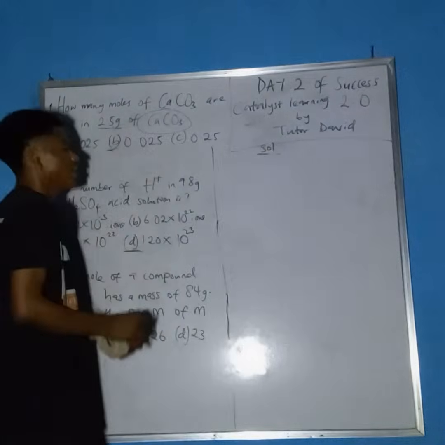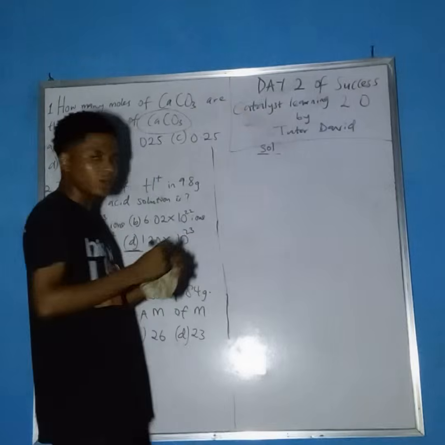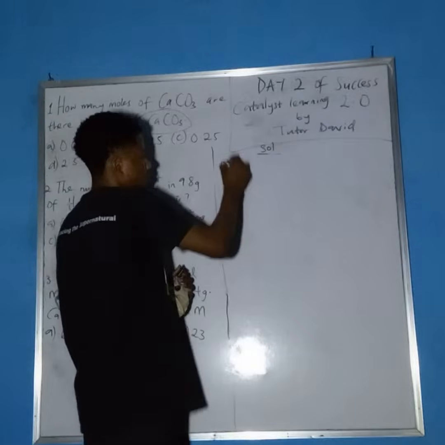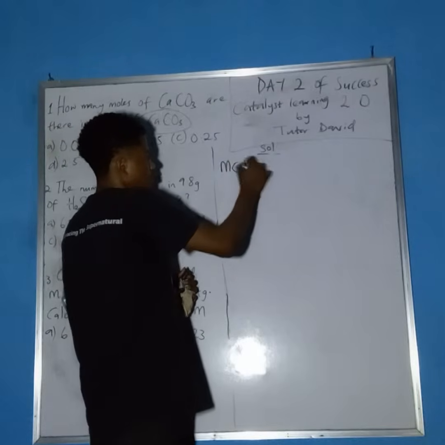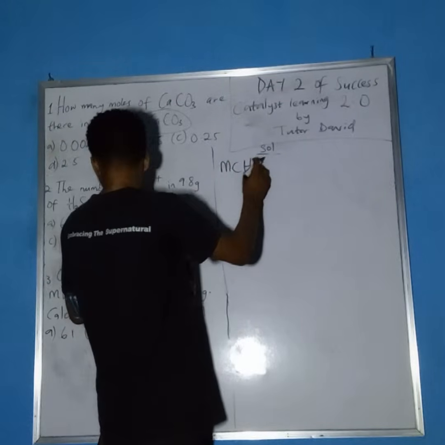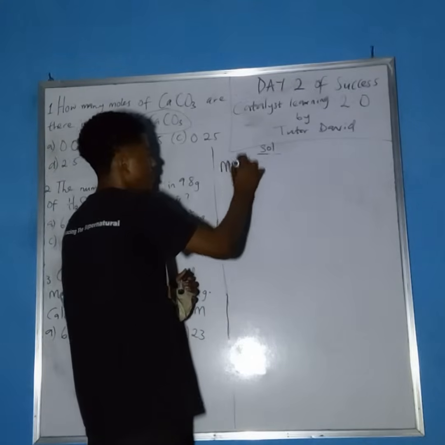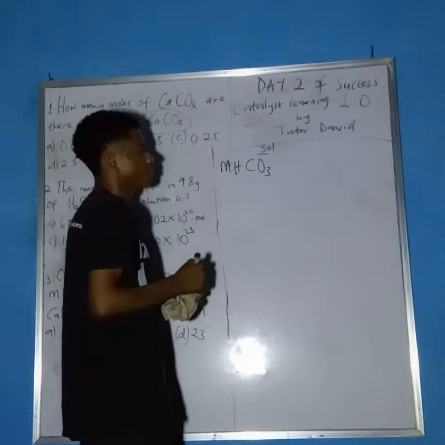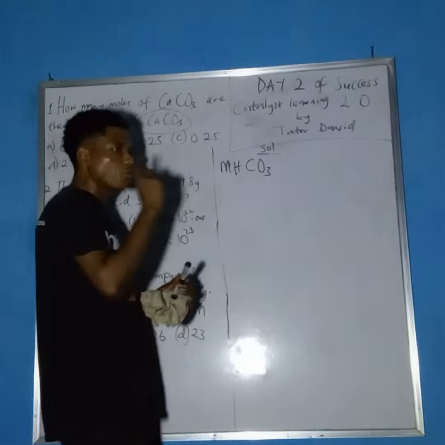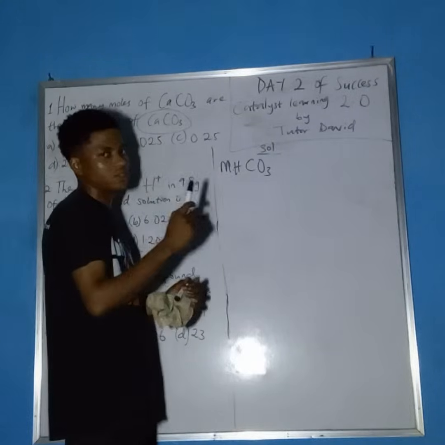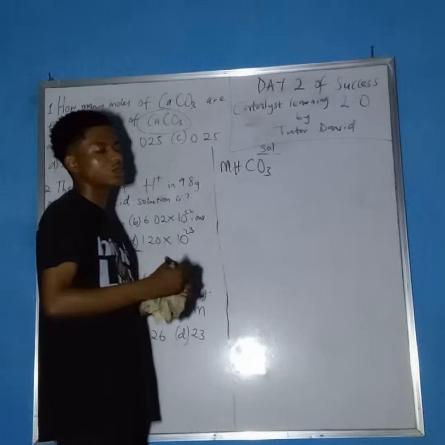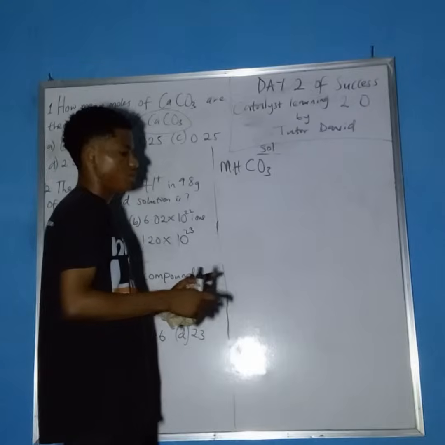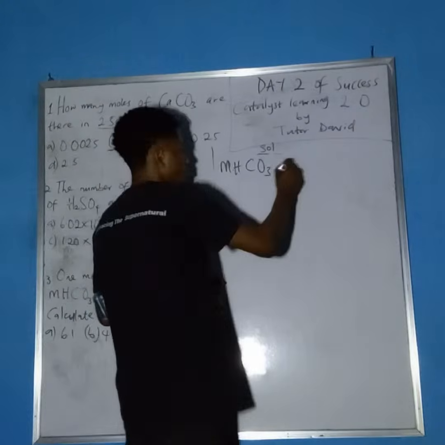Now, this is the compound I was given. They actually hid the first element. So this is the compound I was given: NHCO3. And you agree with me that usually if we calculate the individual masses of these elements and add everything together, it will give us our molar mass, the whole relative molar mass of the compound.